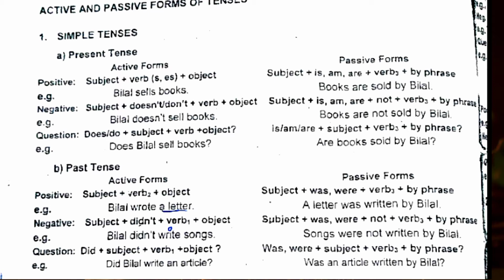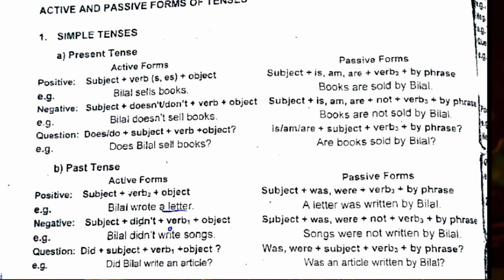Bilal wrote a letter. So what will be the passive sentence? Subject plus was/were plus verb third form plus by phrase. A letter was written by Bilal. Got it?